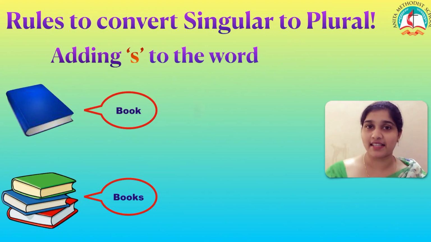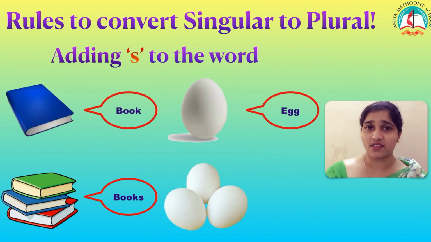Here is another example. How many eggs do you see in this picture? Only one. It is a singular. So I mention it as egg. How many eggs do you see in this picture? There are 3 eggs. So it is a plural. And now I'm going to add s to the word and I mention it as eggs. So children, I hope that you understood the first rule, that when you need to convert singular to plural, you need to add s.